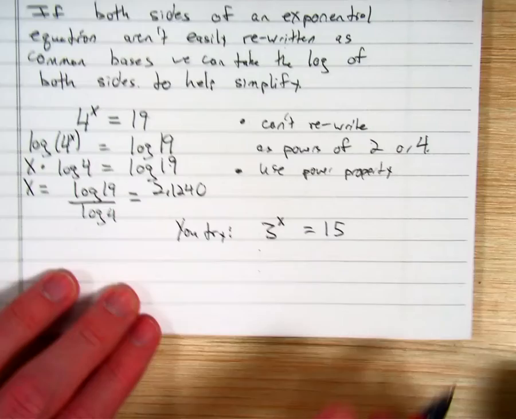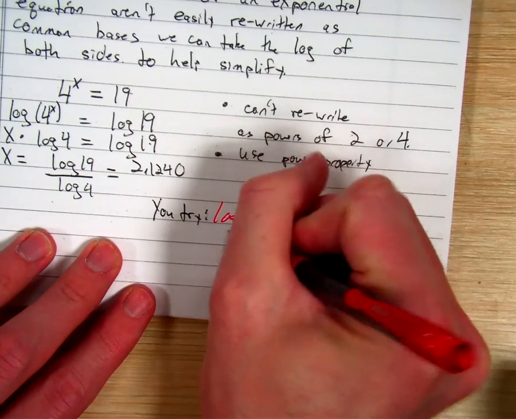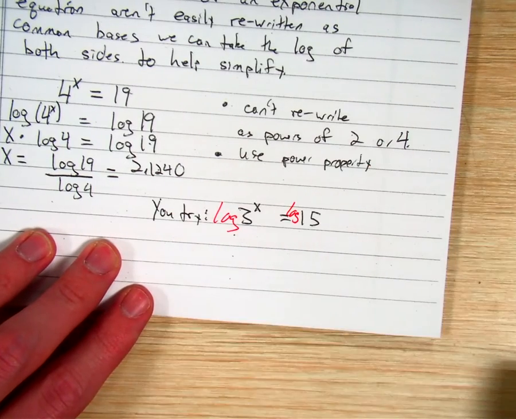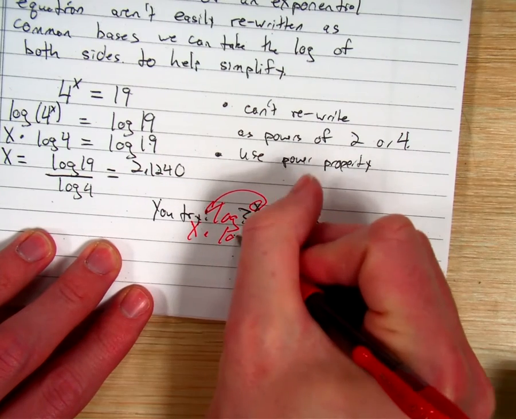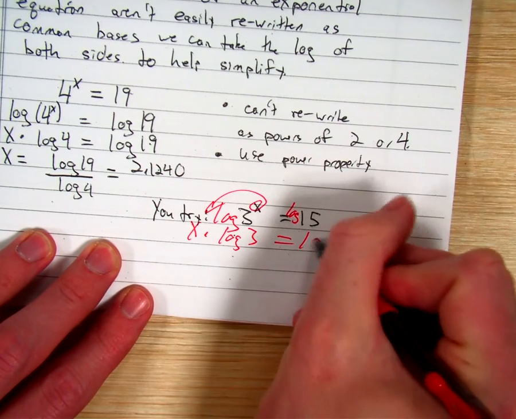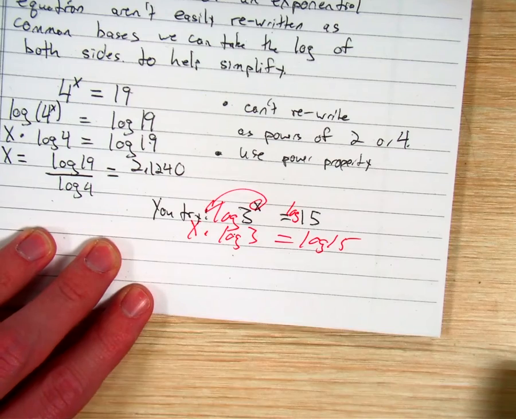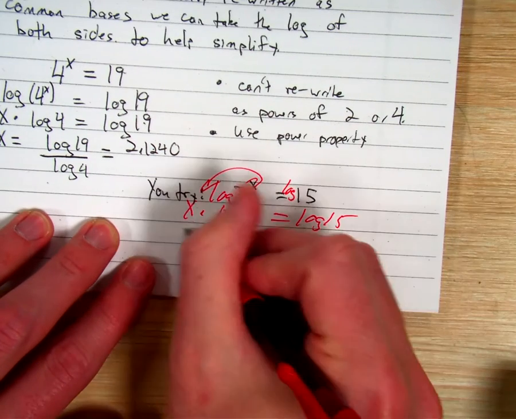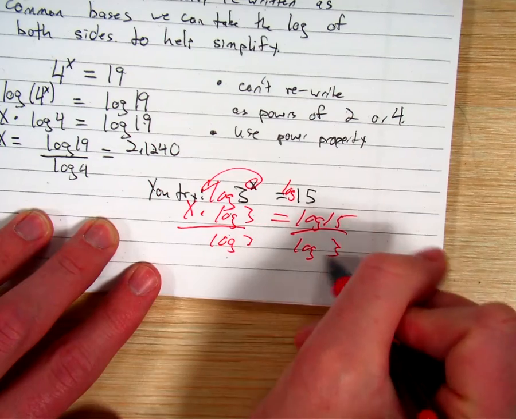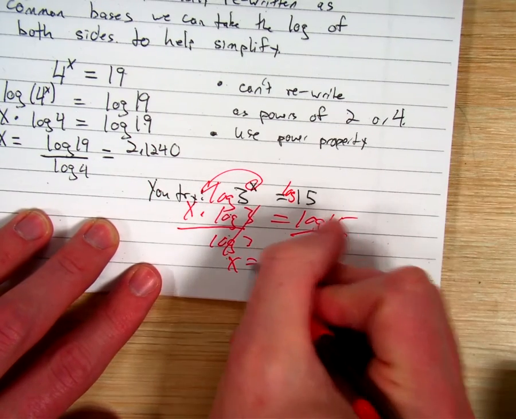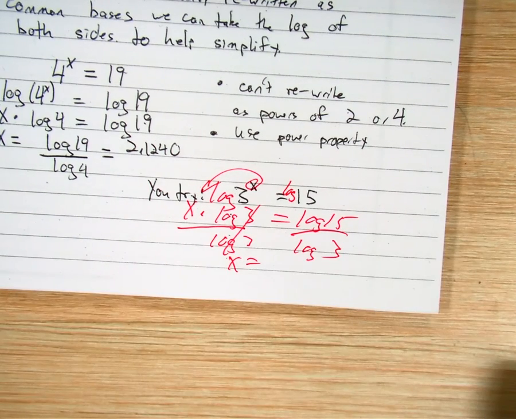Okay, let's see how you did. We're going to log both sides. And that power property is letting us bring that down in front. X times log of 3 equals log of 15. Step 2 here, we're going to divide by log of 3. And those will cancel out, and then we'll have log of 15 divided by log of 3.